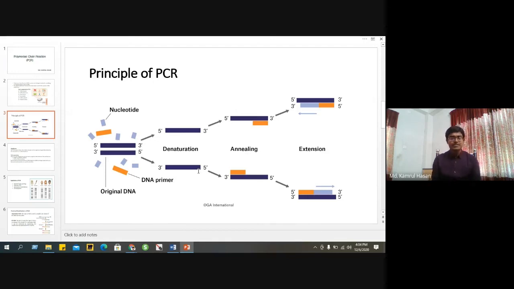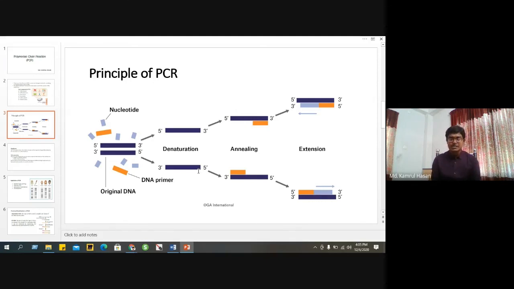In the annealing step, the temperature is 55 to 65 degrees centigrade, and at this temperature, the DNA primer binds to the 3' end of single-strand DNA and starts the elongation. In the extension step, the temperature is 70 to 75, and at this temperature, DNA polymerase starts working and adds nucleotides one by one to complete the synthesis of DNA.